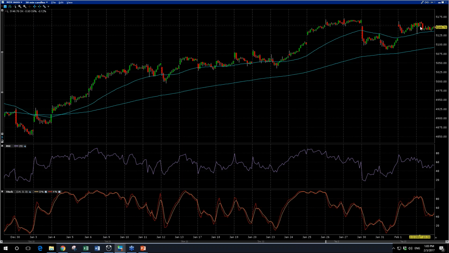So currently, I'd like to see it get a little bit more overbought. Yeah, I mean, it would have been an okay time for sure. We're definitely overbought. There's a little bit of divergence there as well, you can see. So yeah, not a bad time to enter.